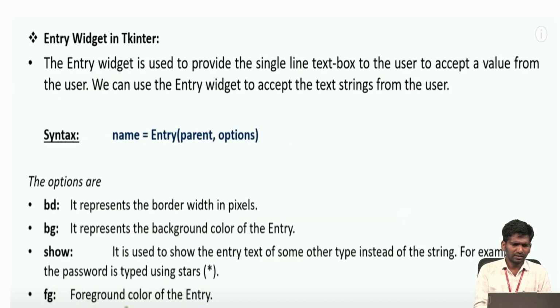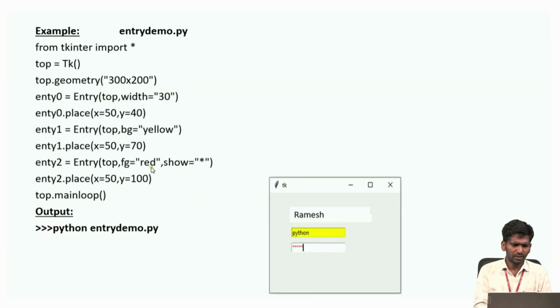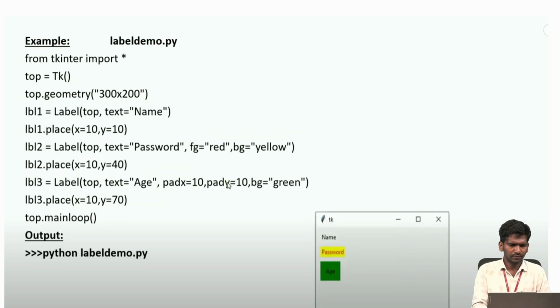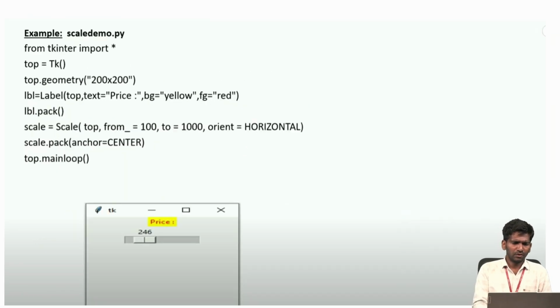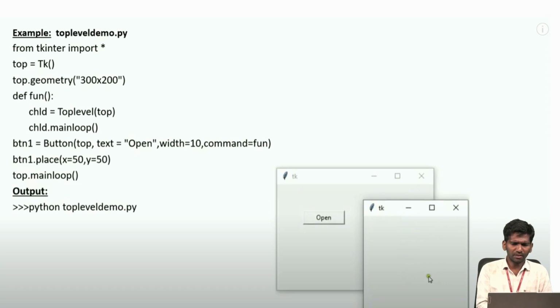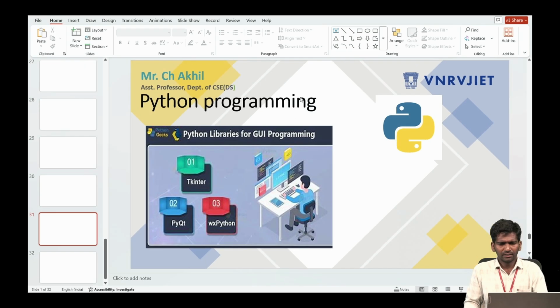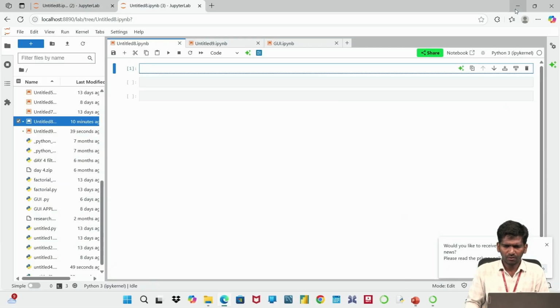So all these are examples. I'll be showing you all the examples also. Using top level, you see two windows are created. If you click a button, some operations need to come in another window, right? So at that time we need two windows. This is how you create it with the help of this code. Now let us see the implementation part.